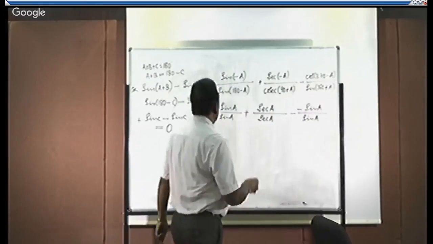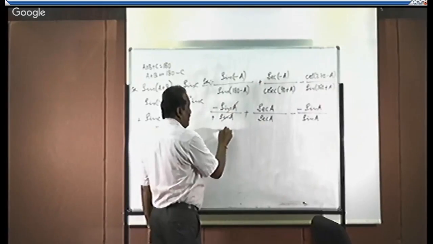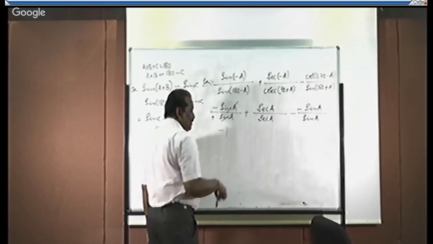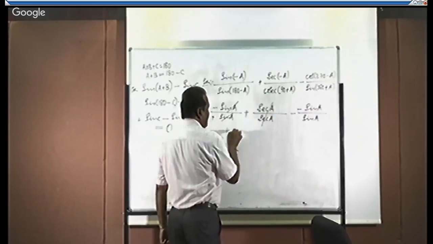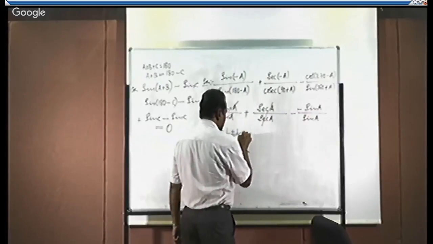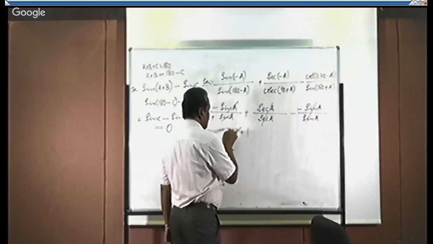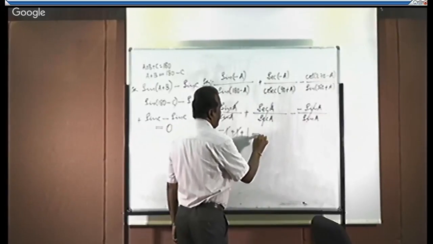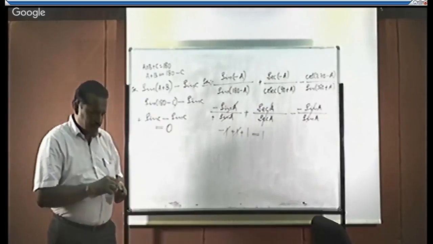Here, minus sin A plus sin A cancels. Numerator and denominator sin A cancels. So, it is minus 1. Secant A cancels. It is plus 1. Minus into minus, it is plus. Sin A cancels. It is plus 1. Plus 1 minus 1 cancels. Therefore, the answer is 1 only.